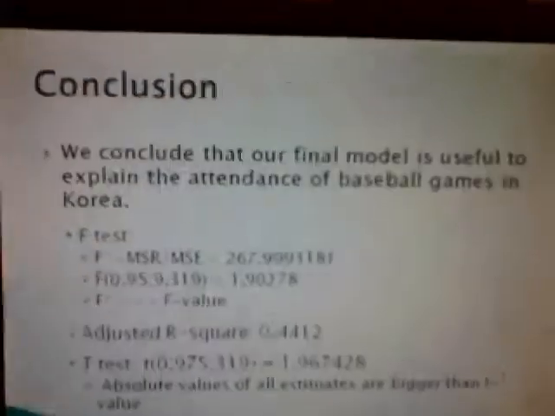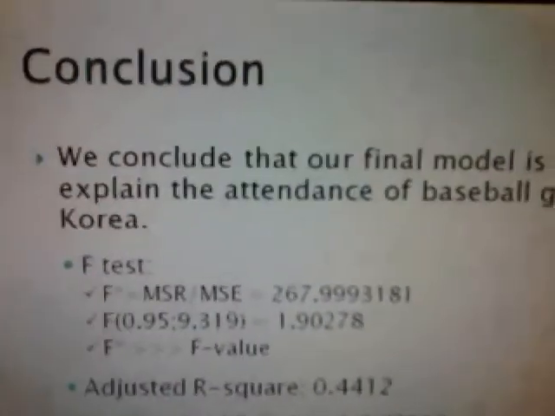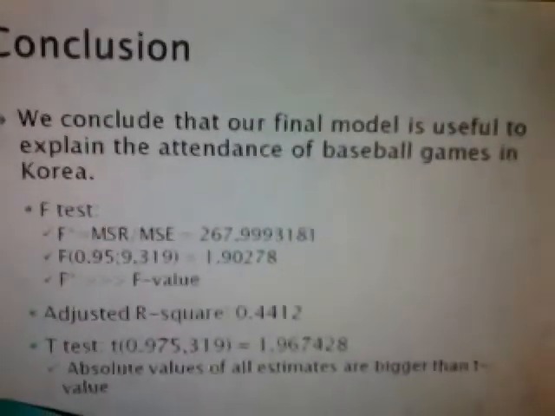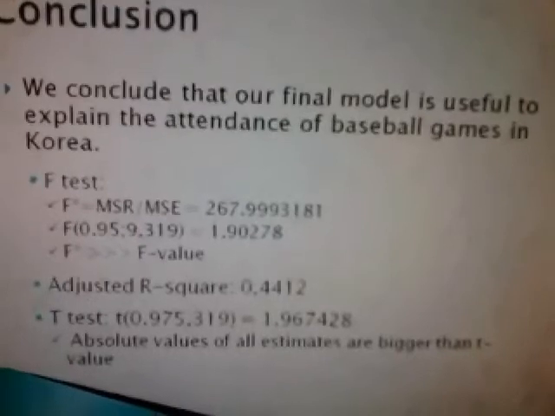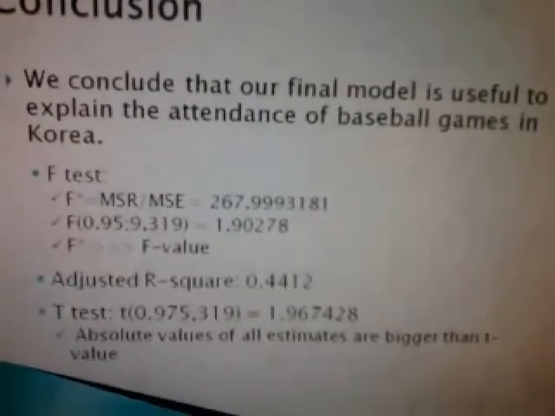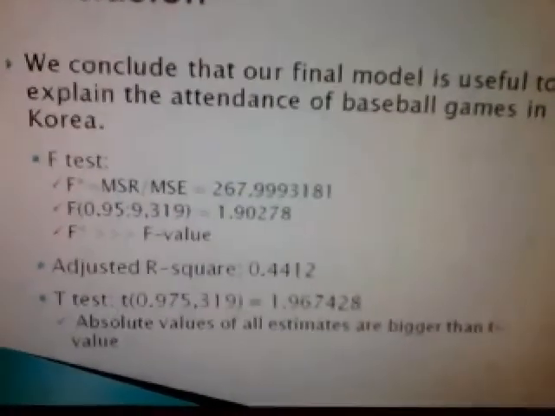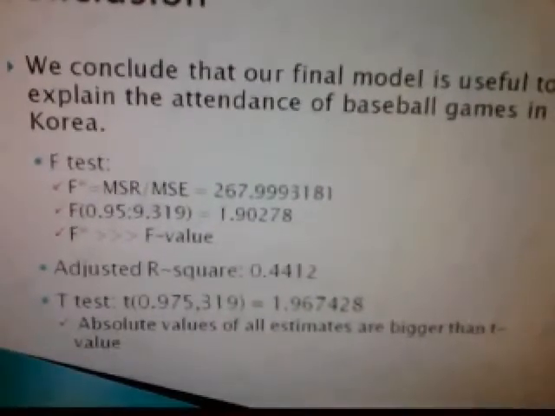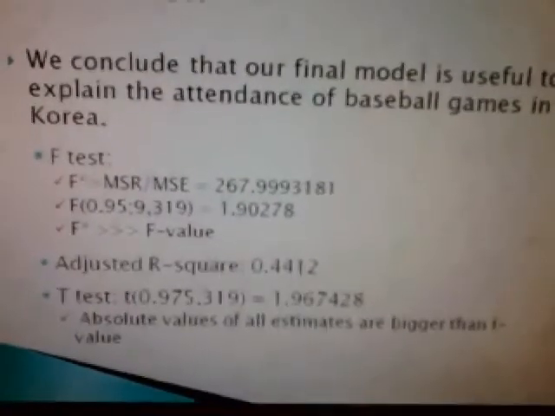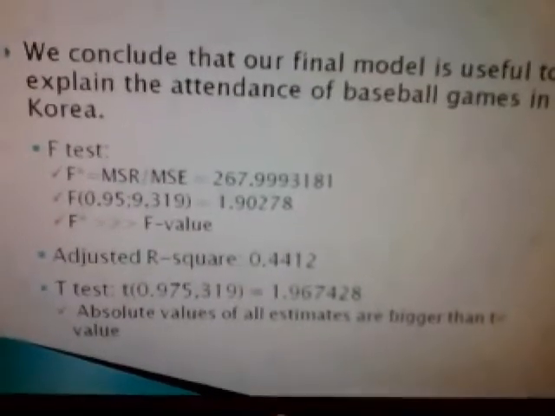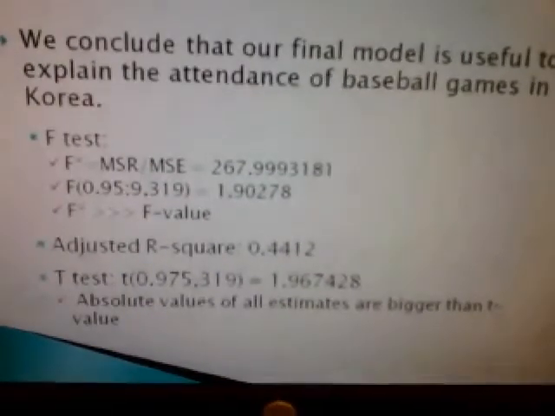Okay, so our conclusion is that our final model is very useful based on the results of the F-test, adjusted R-square and T-test. As you can see, the F value is significantly bigger than the benchmark of F value, and the adjusted R-square is 0.4412, which is pretty high, and T-test results indicate that our model is also very useful.